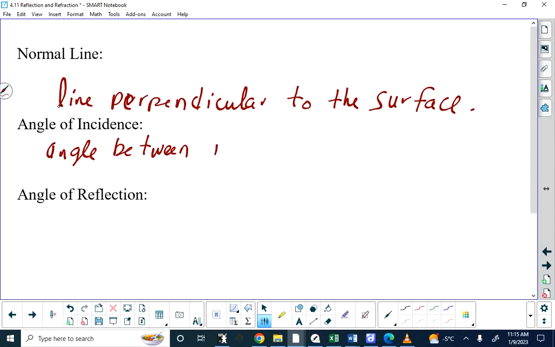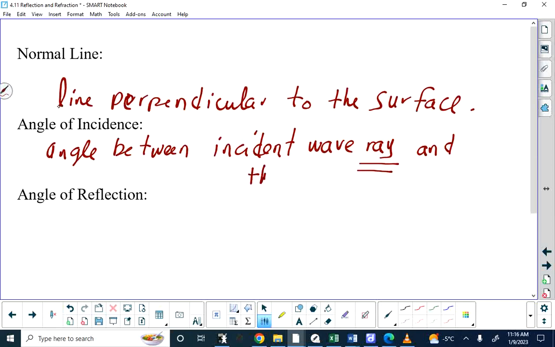It's between the incident wave ray and the normal. And again, all of these things may not seem that crucial in your overall understanding in Physics 20, but when we get to Physics 30, things become, well, elevated. I think you can kind of guess what the angle of reflection is.